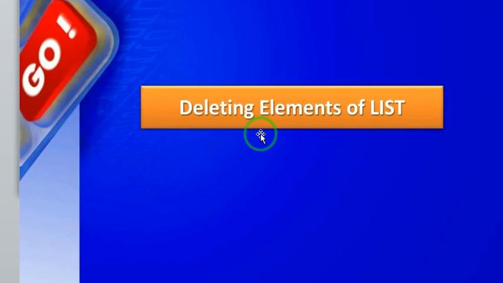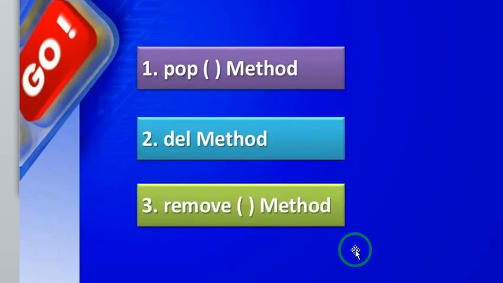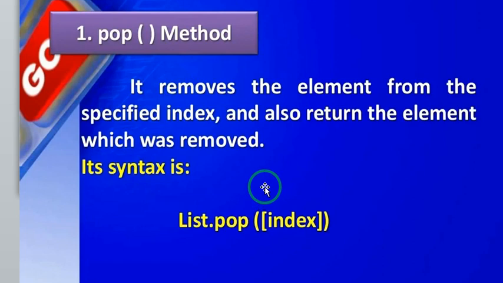Now, deleting elements of the list. It is possible to delete or remove any element of the list, and there are many ways of doing so. If the index is known, we can use the pop or delete method. Remove can also be used, and to remove more than one element, delete with a list slice can be used. The fourth one is the assignment operator. Pop, delete, and remove: now let's go through these in detail.